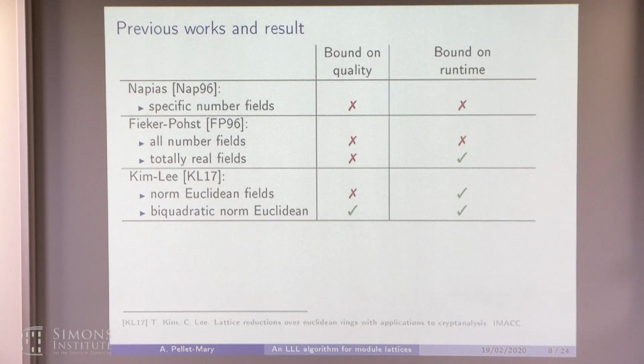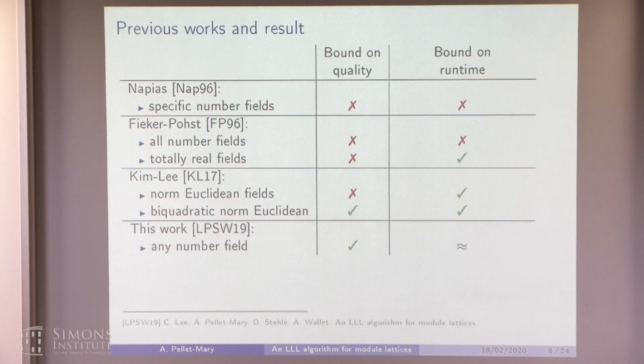Yeah, so for norm-Euclidean fields, they could prove runtime but not quality. And they have a slightly different variant of the algorithm where they can prove quality but not runtime. So they can have either one or the other, but they cannot have both. Except for biquadratic norm-Euclidean fields, so norm-Euclidean number fields that are a quadratic of quadratic extension. And this is related to what I told you: controlling the algebraic norm does not allow you to control the Euclidean norm, and you kind of need both for the LLL algorithm.